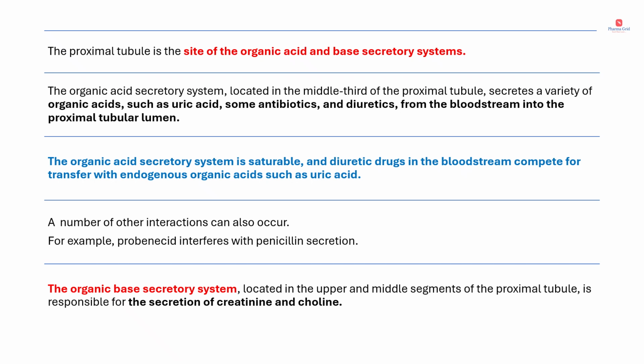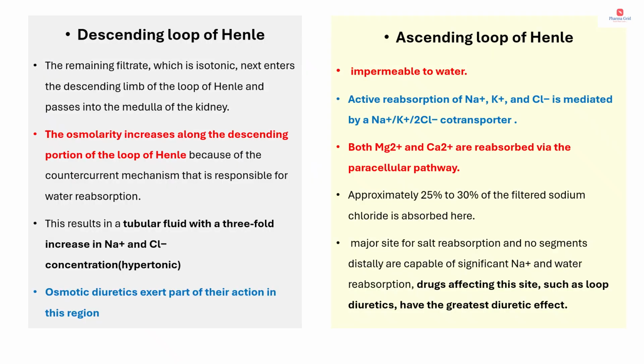Now, the organic base secretory system located in the upper and middle segments of the proximal tubule is responsible for the secretion of creatinine and choline. So the next segment after the proximal convoluted tubule is the descending loop of Henle.